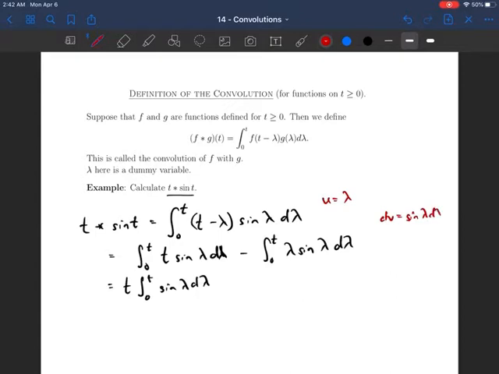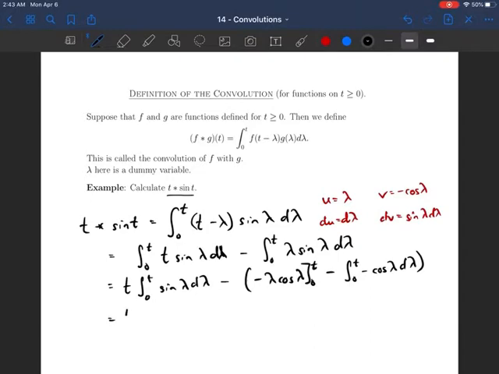For the second one, we're going to go ahead and do integration by parts, so we need a u and a dv. The obvious choice is for u to be lambda, and that means dv has to be sine lambda d lambda. So we get du is d lambda, and v is minus cosine of lambda. Okay, so putting this together then, we get minus uv, so negative lambda cosine lambda, evaluated between 0 and t, minus the integral from 0 to t of v du, so minus cosine lambda d lambda.